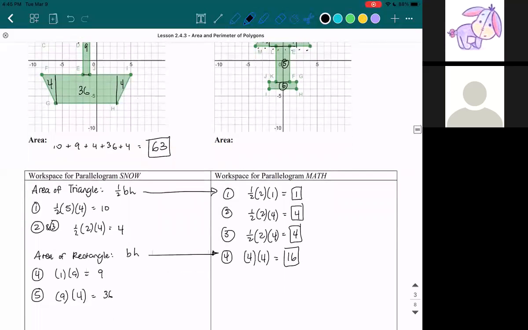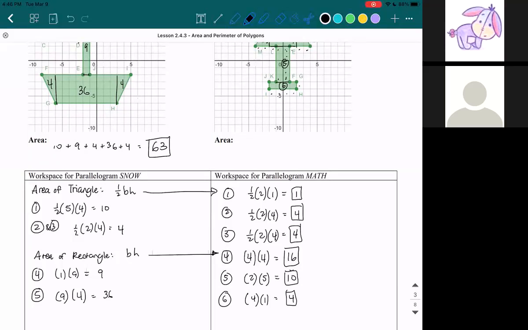What about the area of section 5? Base is 2. Height is 1, 2, 3, 4, 5. All right, so 2 times 5, 10. Section 5 has an area of 10. Last but not least, section 6. What is the base? 4. What is the height? 1. So 4 times 1, 4.